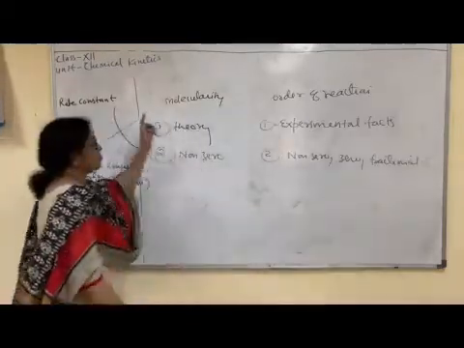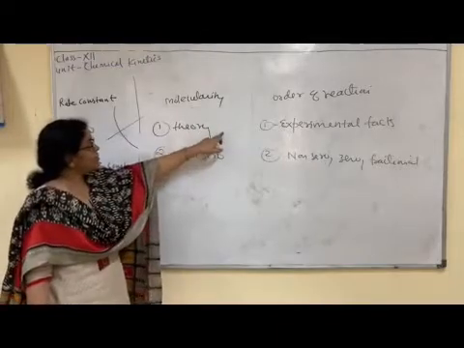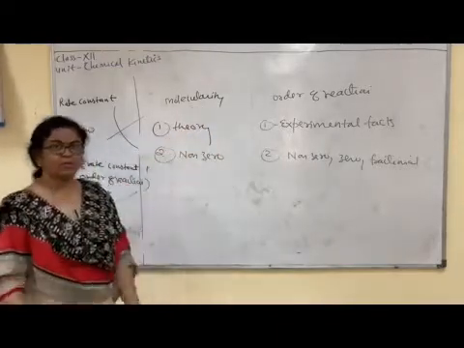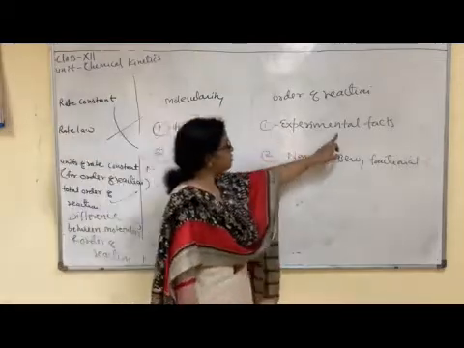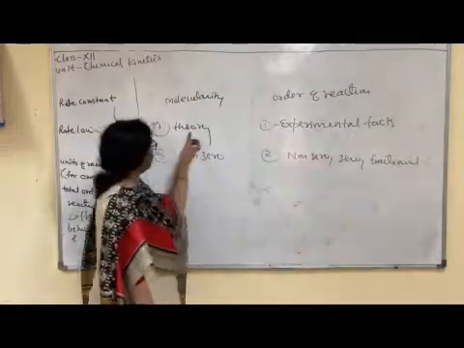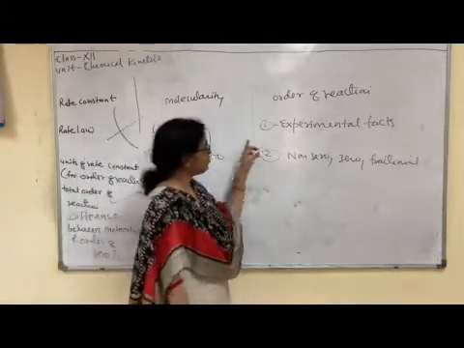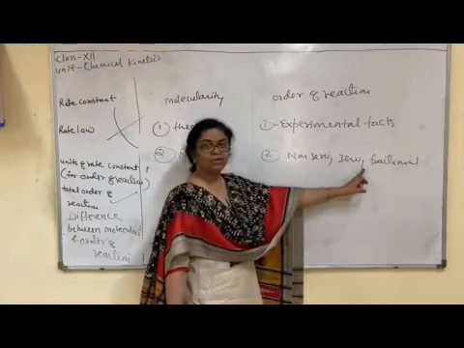What is the difference between molecularity of reaction and order of reaction? Molecularity of reaction depends upon theoretical facts. It means based on stoichiometry of any reaction, and order depends on experimental facts. Second, molecularity is always non-zero. At least one reactant is required, and order may be 0, non-zero, even fraction.